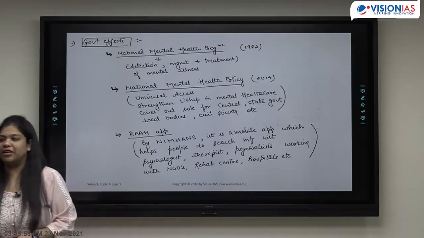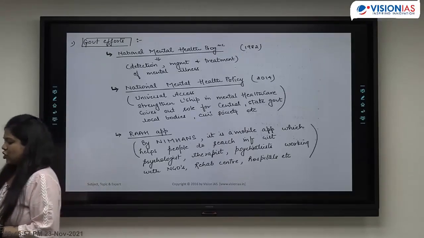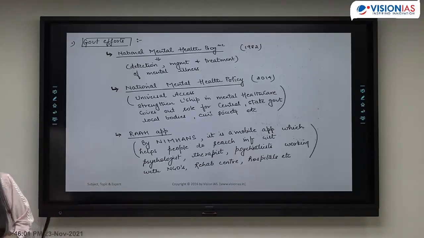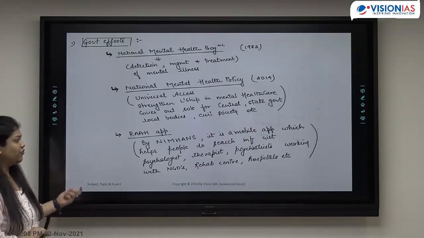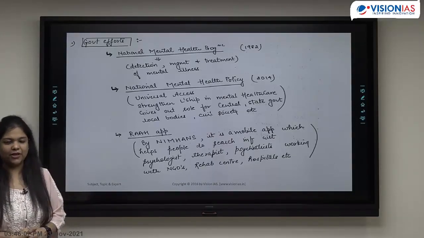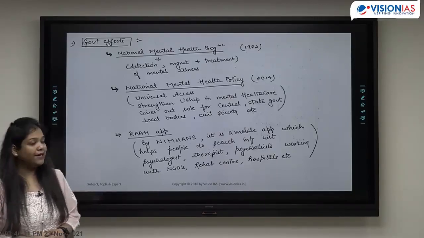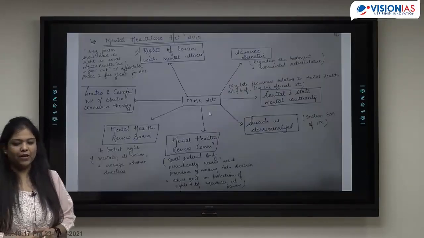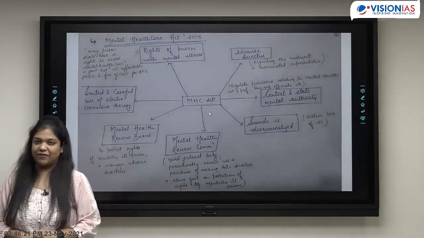There have been various efforts by the government with respect to mental health, whether it was the National Mental Health Policy or the Raha app by NIMHANS. It's a mobile app which provides you information about psychiatrists, psychologists and therapists. Or the National Mental Health Program, that is detection, management and treatment of the illness. Then we had the Mental Health Care Act, which was passed in 2017.